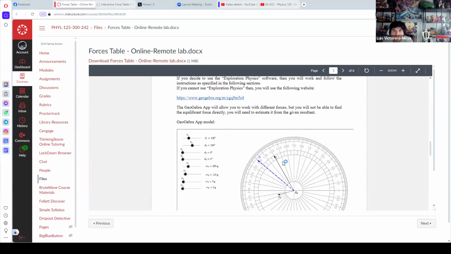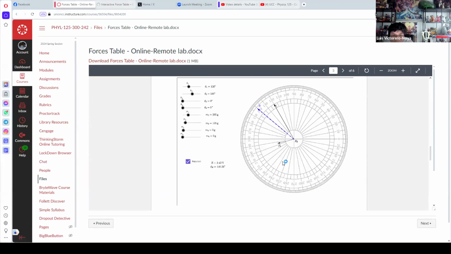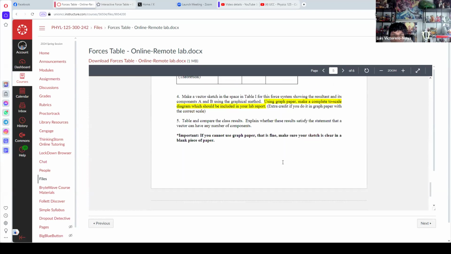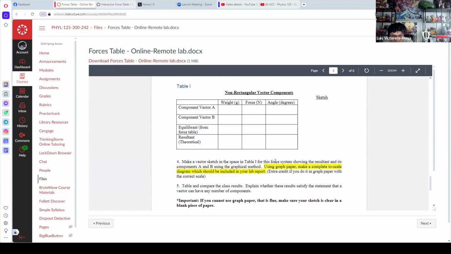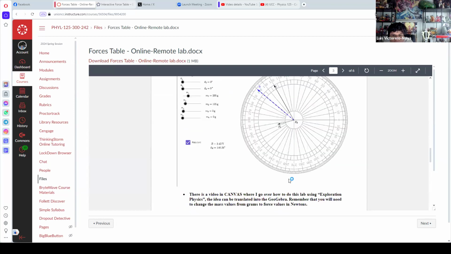Let's open this as well, just in case. You are going to be adding forces, and you're going to be looking at the resultant and the equilibrium force. If you have the force table, then it will probably be better and easier to look at the equilibrium. The resultant will also be easier to observe. However, you can also observe it in the GeoGebra app.